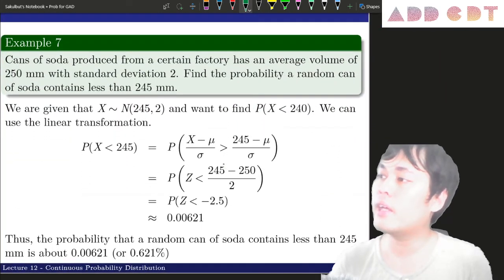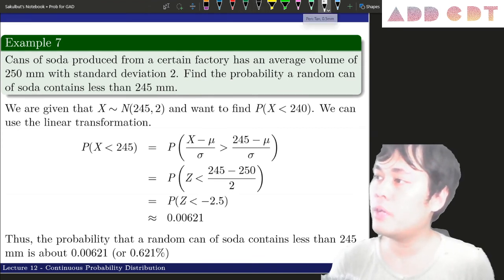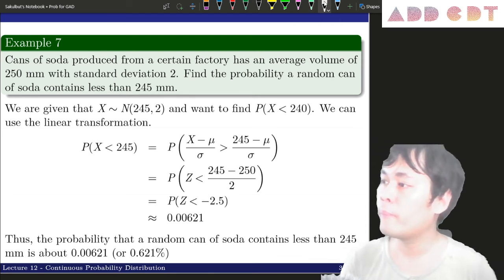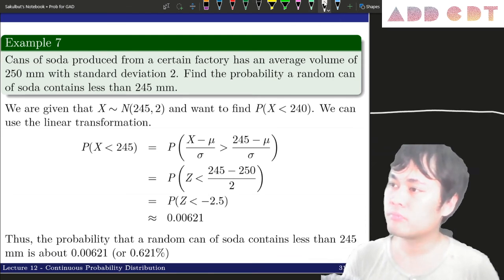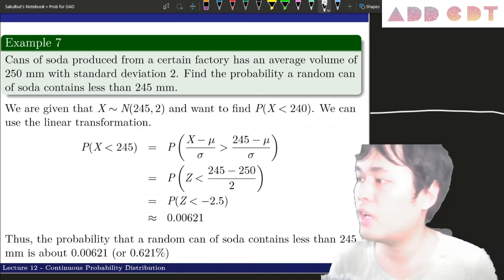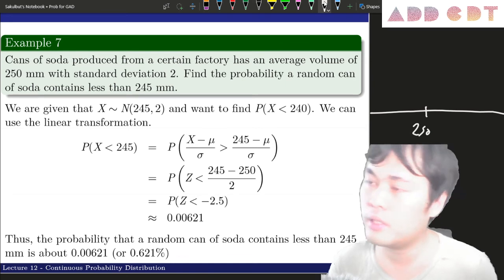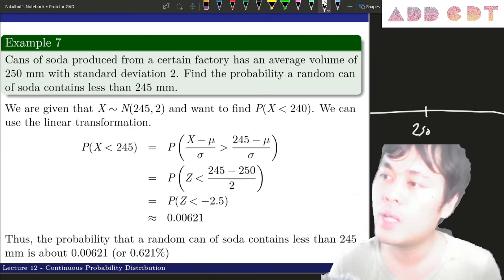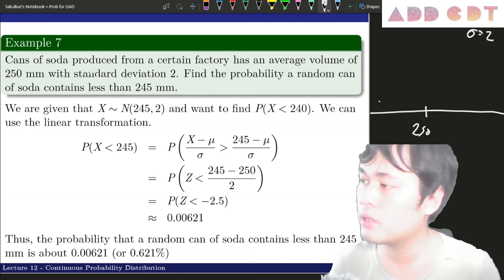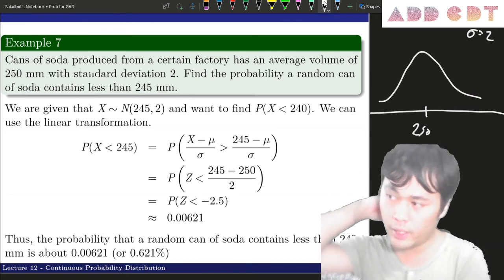Then again, let's just look at the question. You have produced lots of soda cans, right? And you know that the average volume of a can of soda is 250 milliliters. Let's ignore the unit for a moment. We have a standard deviation too. That is small, so it's still kind of lumped together. It gets close together in the center.